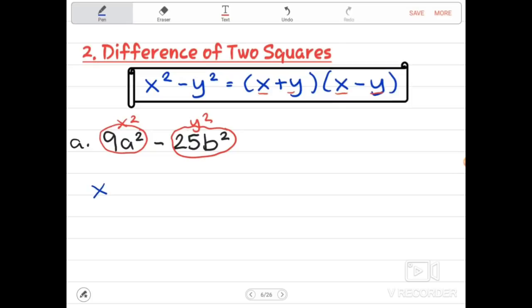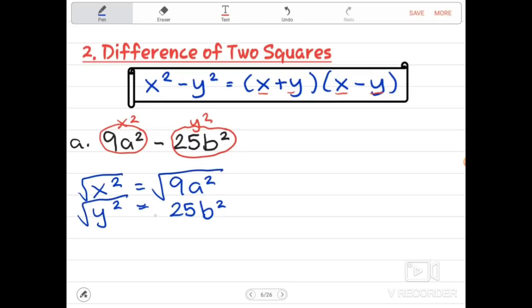So, ano yung x squared natin? Ang x squared natin is 9a squared. Ano yung y squared natin? That is 25b squared. So, ang gagawin lang natin dyan para makuha natin yung x and y na ilalagay natin sa formula, just simply get the square root. Okay? So, square root of x squared, that is x. Square root of y squared, that is y. So, what is square root of 9a squared? That is 3a. So, yung exponent ng variable, dinidivide lang natin siya by 2. So, 2 divided by 2, that is 1. Then, for y, we have 5b.